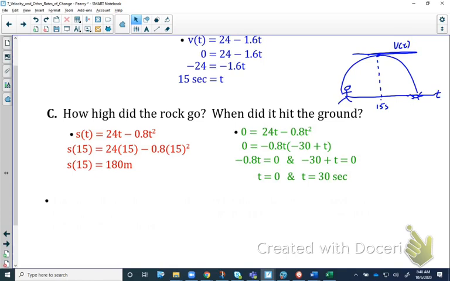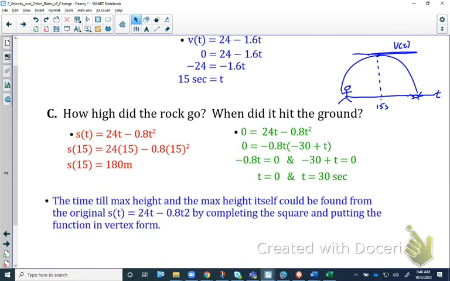And it took 30 seconds for it to hit the ground, which makes sense because of the symmetrical nature of the parabola. If it took 15 seconds for it to reach its maximum, then it should take another 15 seconds for it to hit the ground. So 30 seconds sounds pretty reasonable.